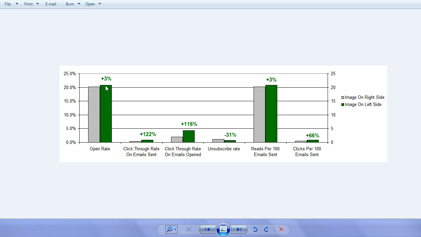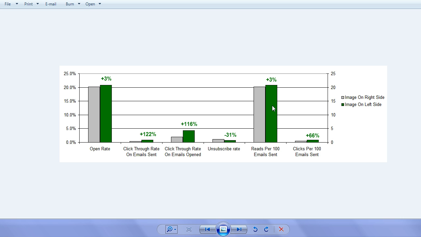You can see here that having the image on the left-hand side of the email template resulted in a slightly higher open rate, just over 20%, which is 3% higher than having it on the right. You'll notice that the click-through rate on emails sent was also higher, in this case 122% higher than having the image on the right. The click-through rate on the number of emails opened was also higher, at 116%. You also notice that having the image on the left resulted in a lower unsubscribe rate, which was 31% lower than having it on the right side.